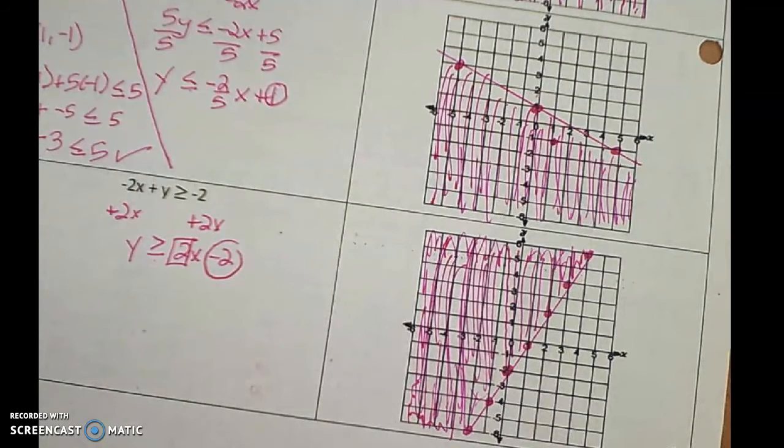All right, so that's solving a linear inequality. You guys are going to practice this a little bit, and then we're going to get right into systems of linear inequalities, which means we're going to be graphing 2 linear inequalities on a graph at the same time. We'll be doing that tomorrow or the next day.